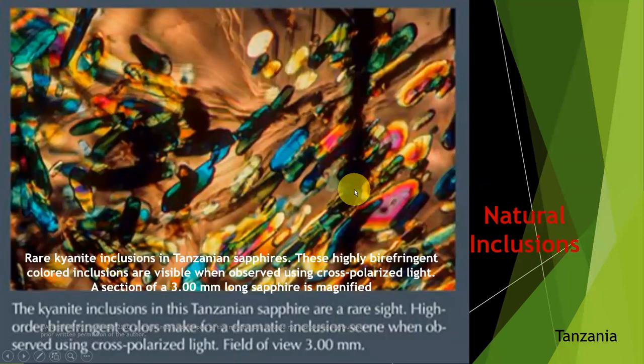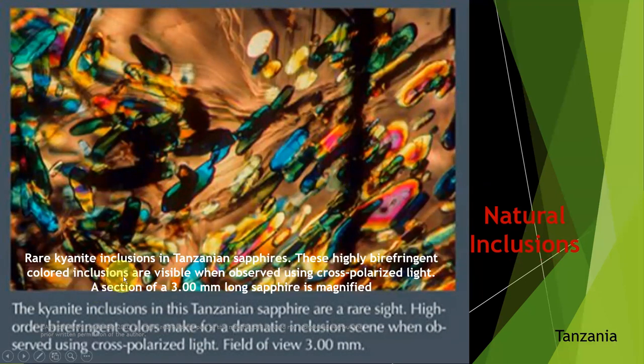Now this is a Tanzania sapphire, natural stone. Look at the inclusions here. Kyanite is a rare thing. Rare kyanite inclusions. These are kyanite inclusions inside the Tanzanian sapphire. This is highly birefringent. You know birefringent means giving two colors. Double refractive, giving a lot of colors.